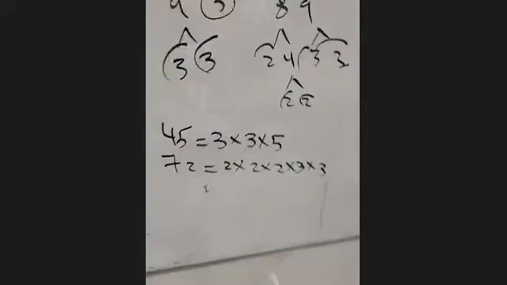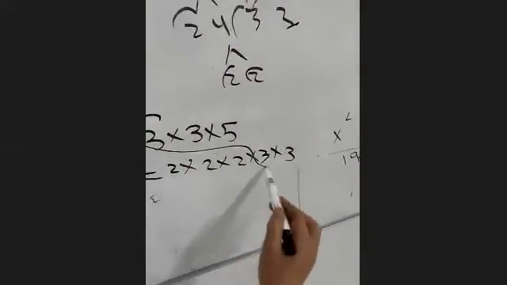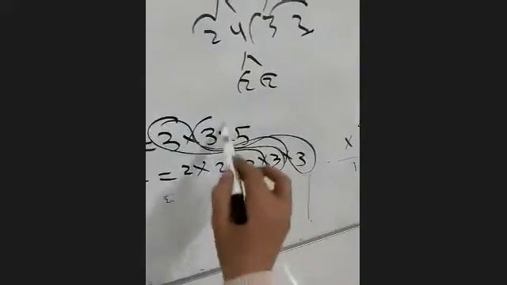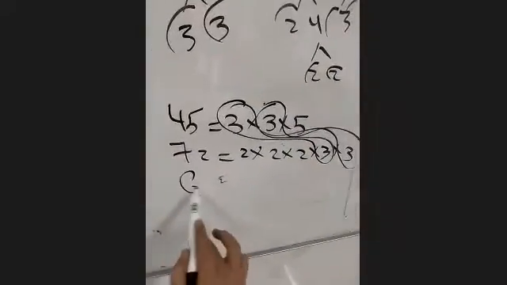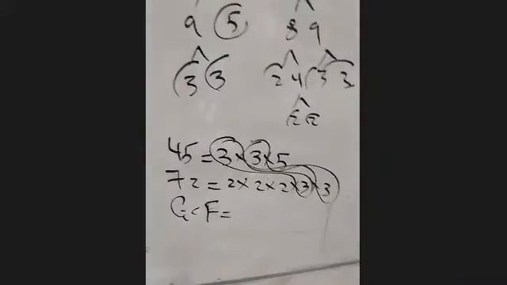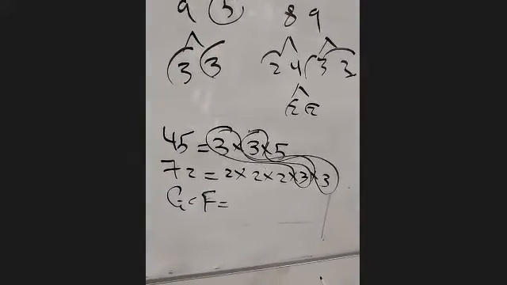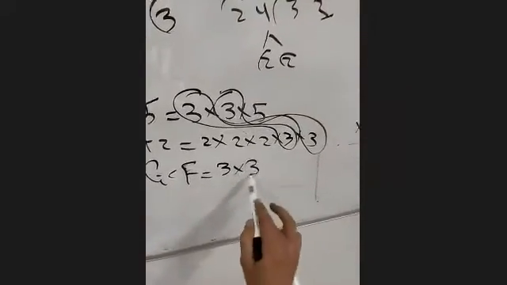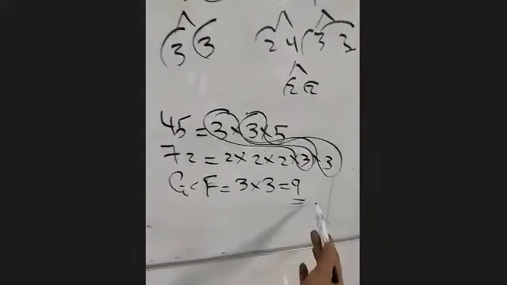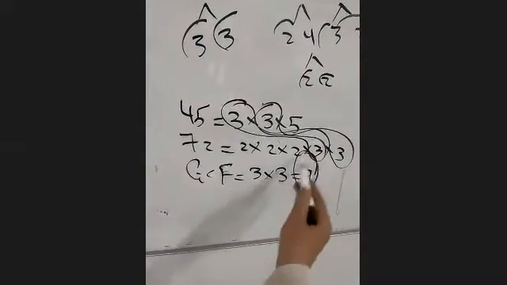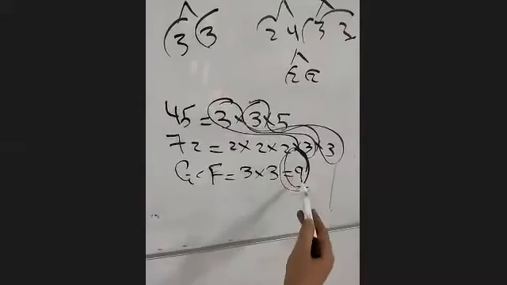What are the common? I have 2 groups here. We know that. Right. What's the GCF? The GCF is 3 multiply 3 equal 9. So the GCF is what? 9. I will use it now.